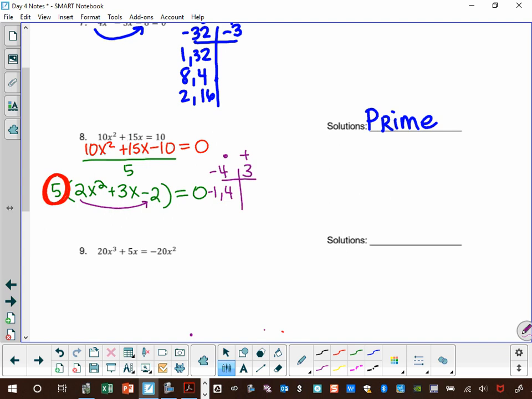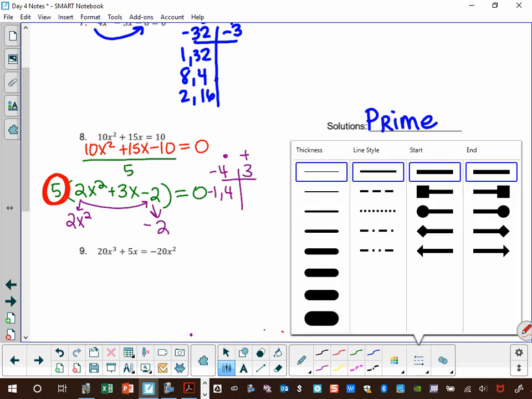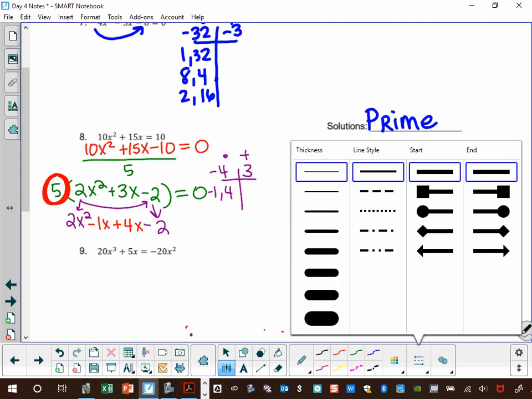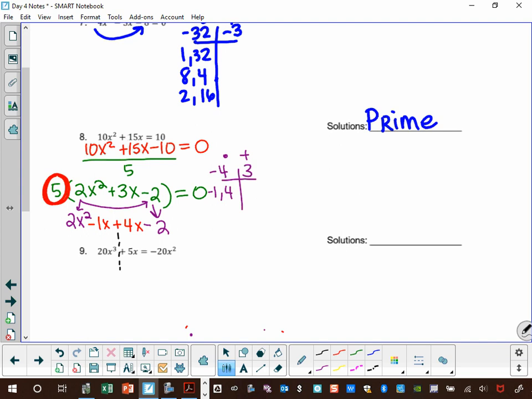Okay? So now, that's a long one. I'm going to rewrite my first term. So that becomes 2x squared. I rewrite my last term. What goes in the middle? Negative 1x and positive 4x. Okay? And I'm going to split right down the middle. I hope you guys have more room than this. If so, just write over number 9. We're not going to do that anyway.